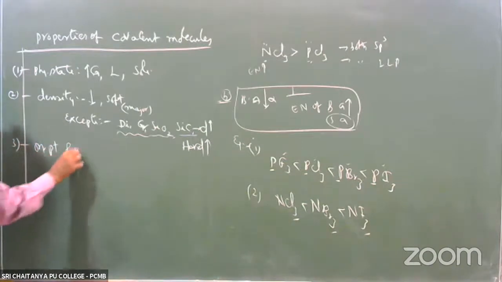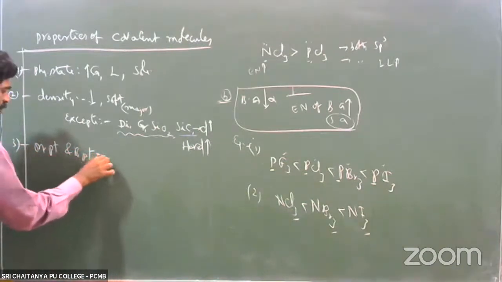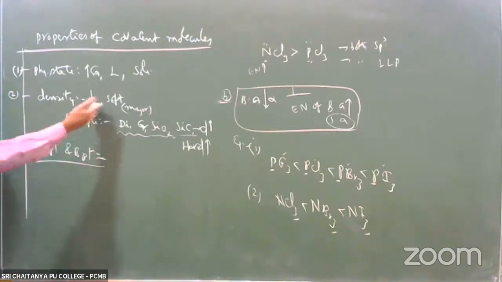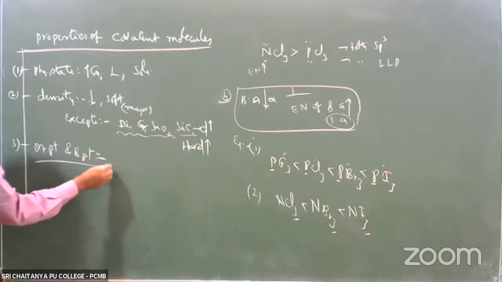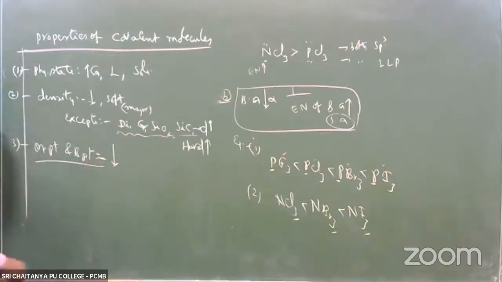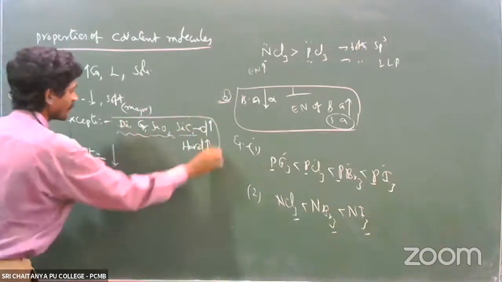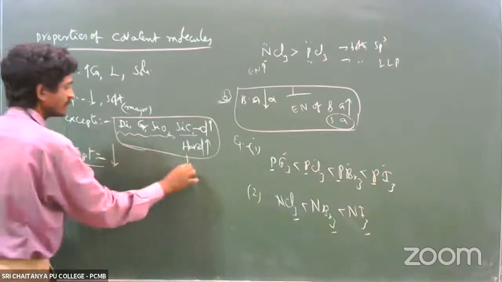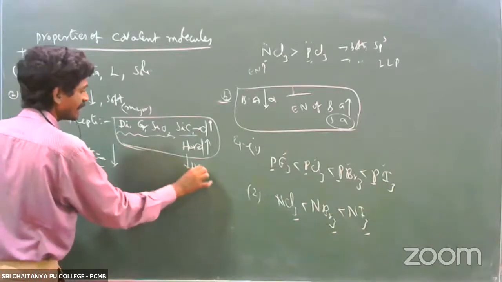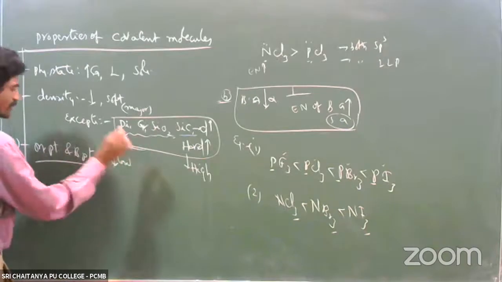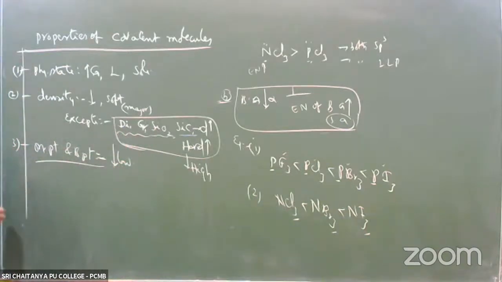Next, melting point and boiling point. Ionic compounds have high density, so they are very hard. That's why they have high melting and boiling points. But covalent compounds, the majority, are soft. That's why they have low melting and boiling points. But these covalent network molecules, because they are very hard, have very high melting and boiling points. In the general sense, most covalent molecules have low melting and boiling points.